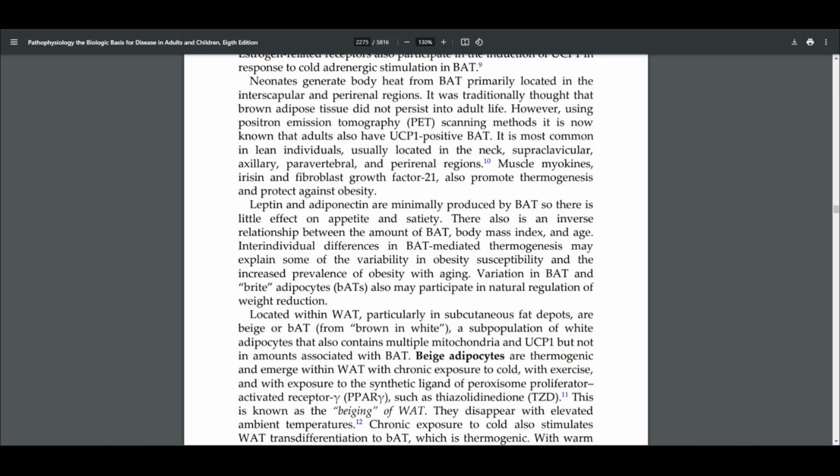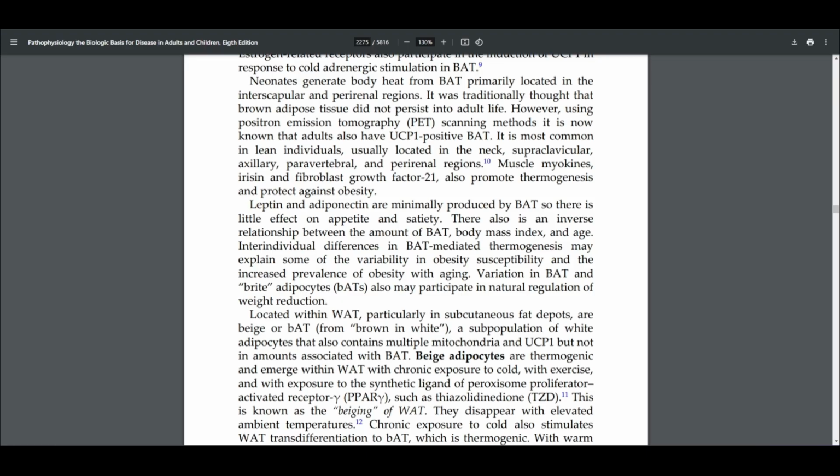Neonates generate body heat from fat primarily located in the interscapular and perirenal regions. It was traditionally thought that this brown adipose tissue did not persist into adult life. However, using positron emission tomography, or PET scanning methods, it is now known that adults also have UCP1 positive fat. It is most common in lean individuals, usually located in the neck, supraclavicular, axillary, paravertebral, and perirenal regions.